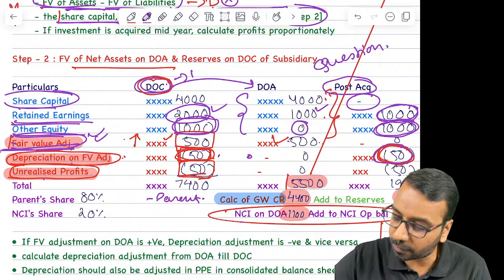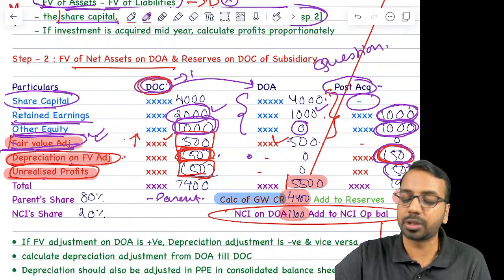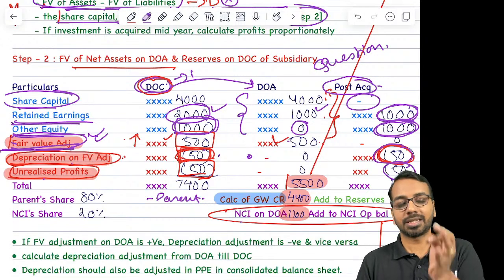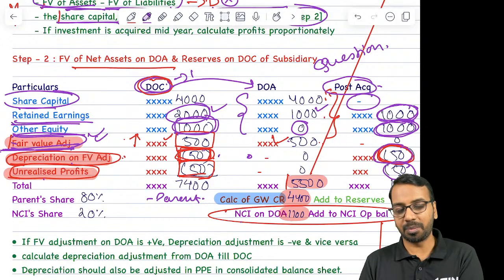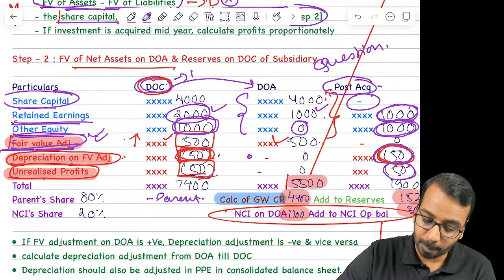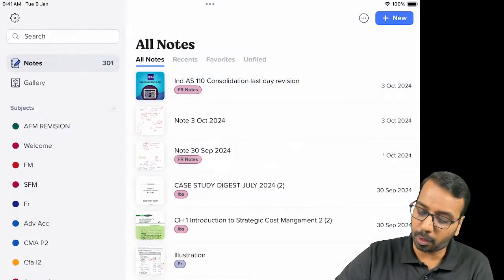Any unrealized profit is post acquisition. This post acquisition profit will be split between the non-controlling interest and the parent. Right now here mid-year acquisition can be a problem.